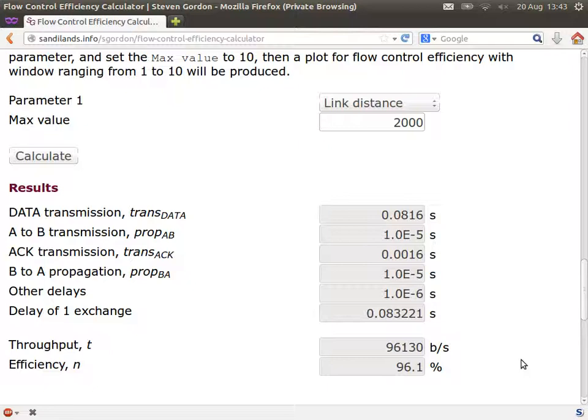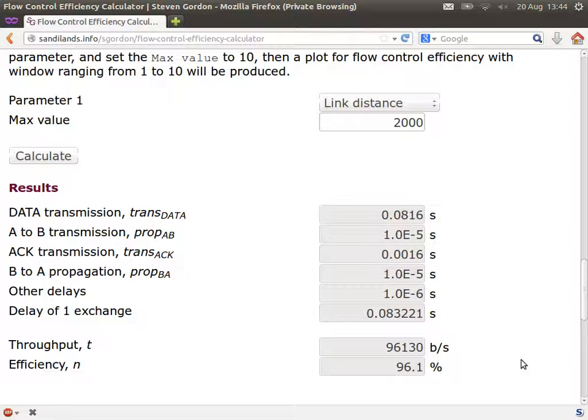It still went up. The throughput, of course, is less, but the efficiency is more. Remember, the throughput is the absolute value. Only 96,130 bits per second. But out of the capacity, it's a larger percentage than the previous case. So sometimes it's best to think about efficiency, not throughput.